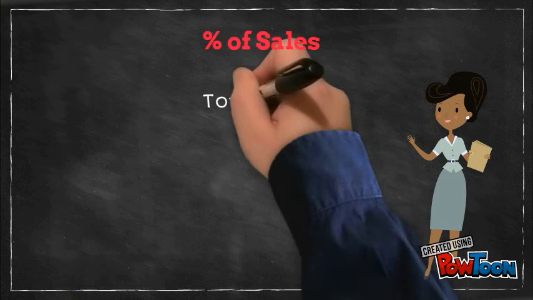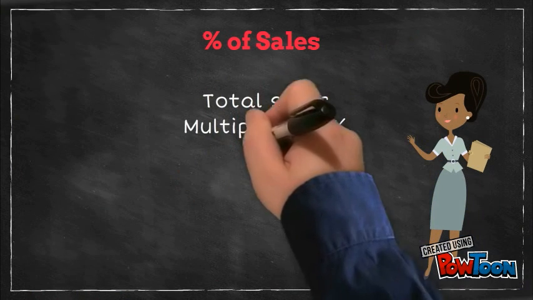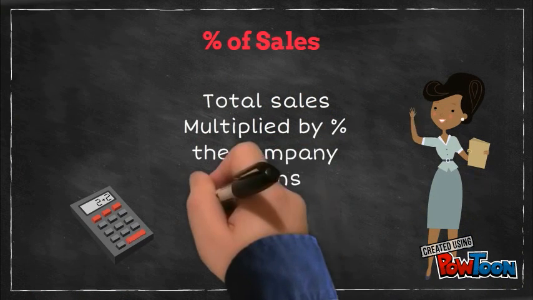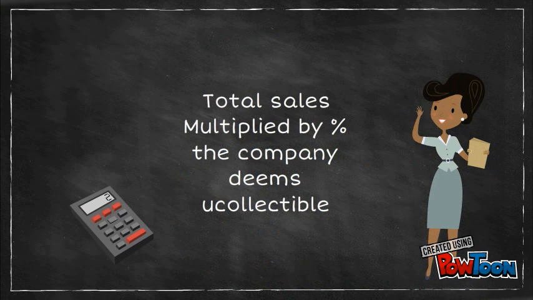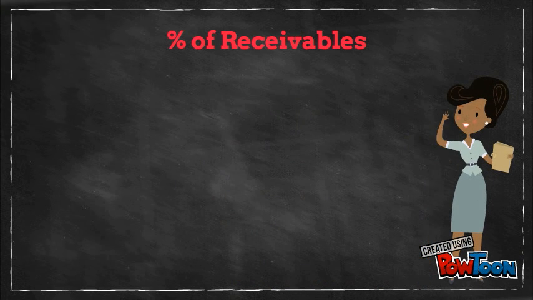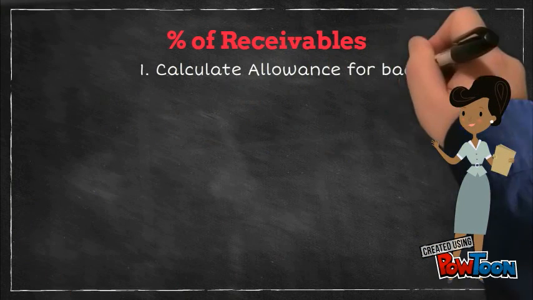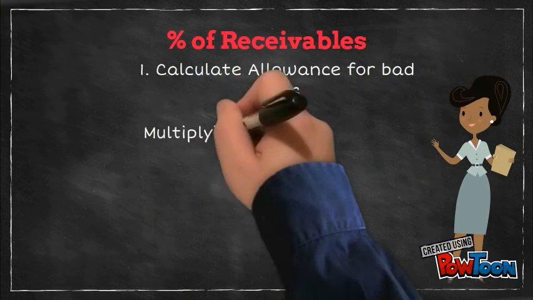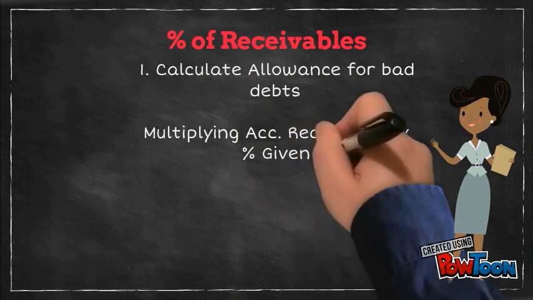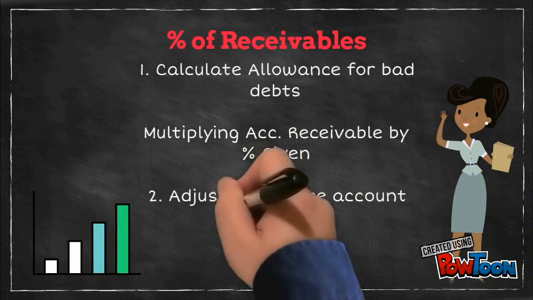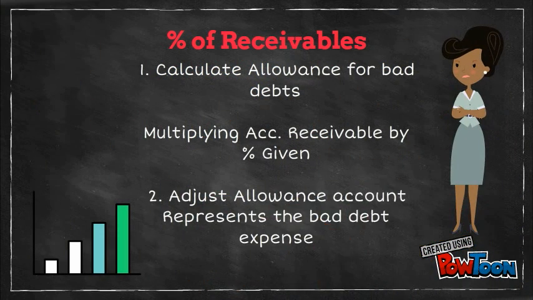This can be done using either the percentage of sales approach, which multiplies the total sales by a percentage amount that the company deems to be uncollectible, or the percentage of receivables approach, which is calculated by first calculating the allowance for bad debts by multiplying accounts receivable by a given percentage, then adjusting the allowance account to the estimated account balance, which represents the bad debt expense.